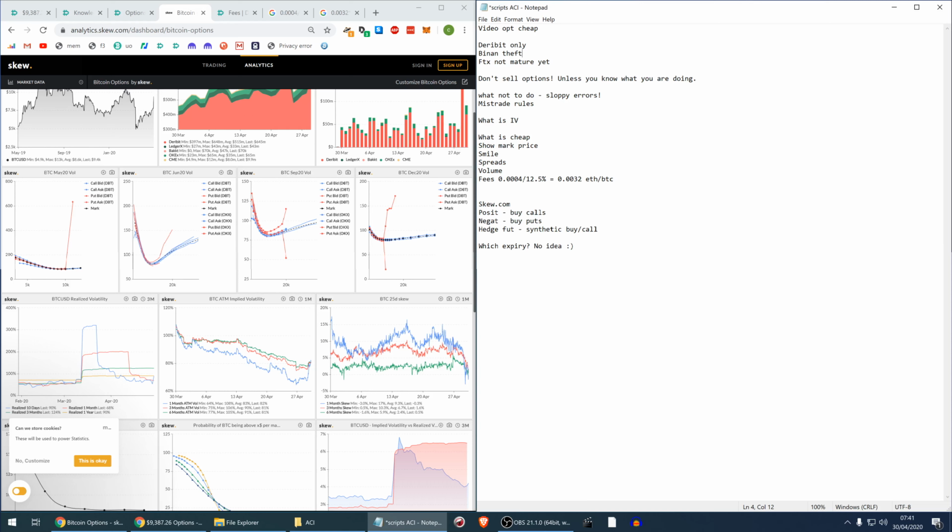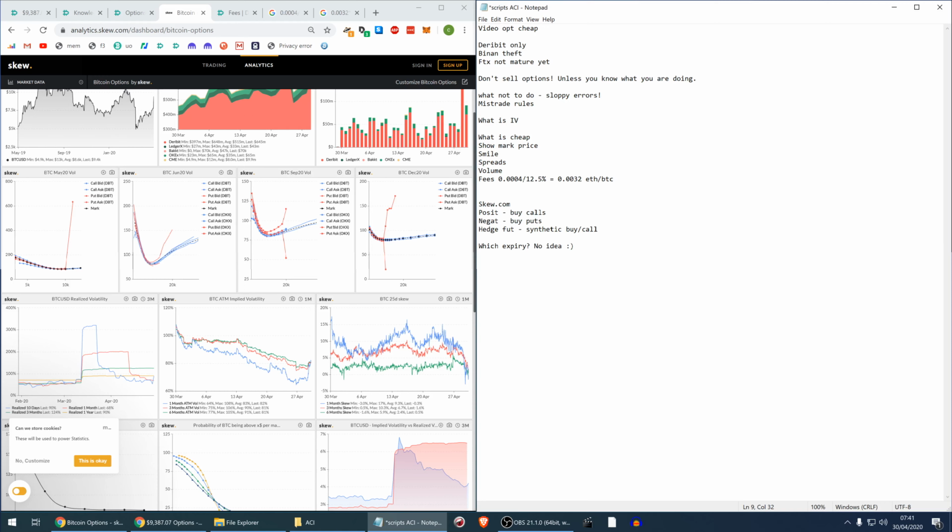Don't sell options unless you really know what you're doing. The options have unlimited risk if you sell them, and you need to hedge that risk, so unless you're checking and rebalancing every day, every hour, you should stay away from that.